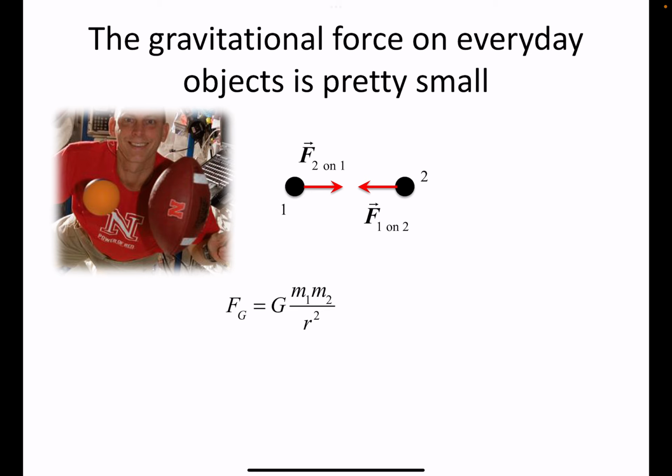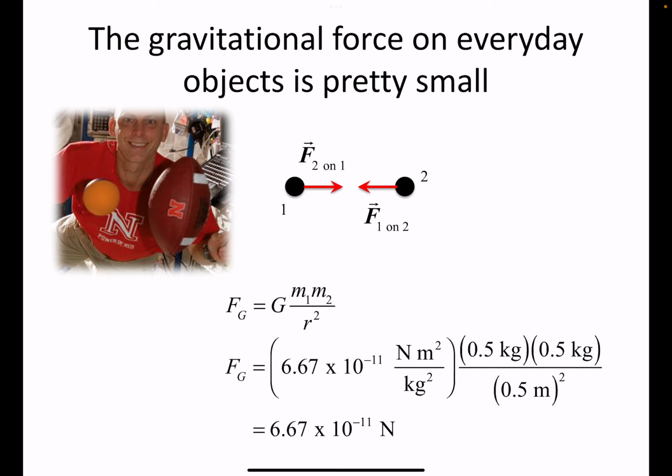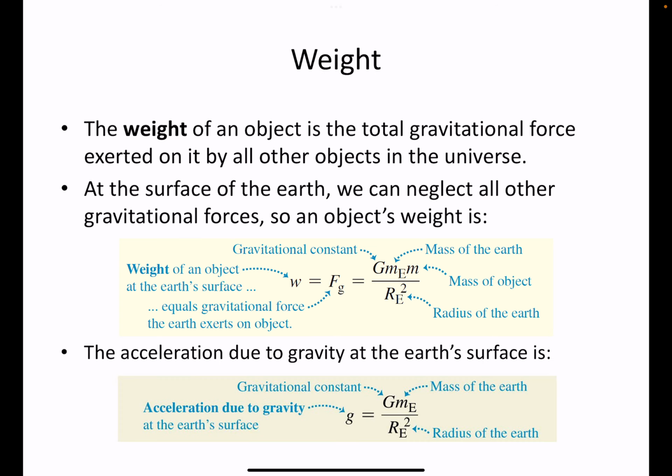Using estimation for the mass of two footballs, roughly 0.5 kilogram, and the distance between them, roughly half a meter, the gravitational force is found to be tiny, on the order of 10 to the minus 11 Newton. This tiny force would produce a practically unobservable acceleration, making the gravitational attraction between them impossible to detect.